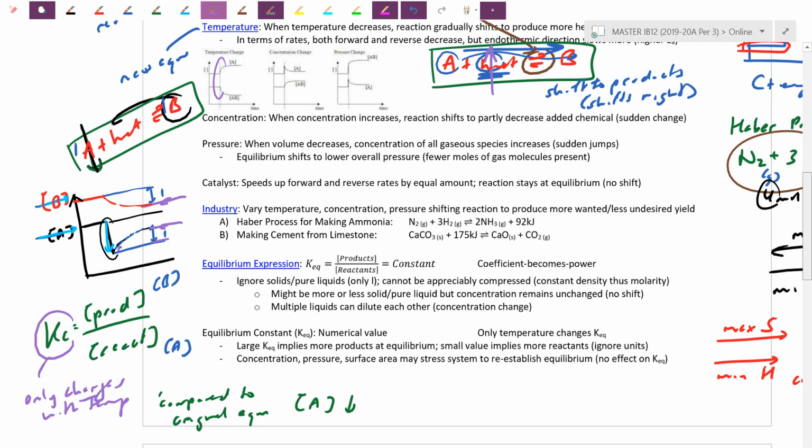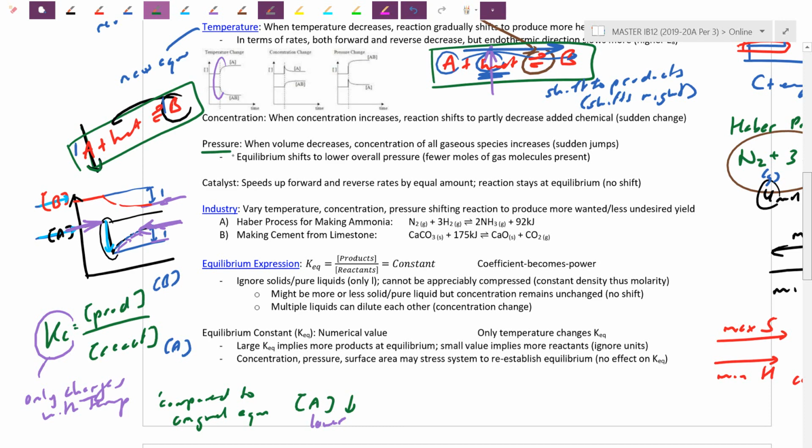Yes, A actually came upwards during the shift, but when I compare the ending position and the starting position, A is lower than the beginning, so A has overall decreased. So graphically would be the best way of analyzing that. That's a concentration shift here.